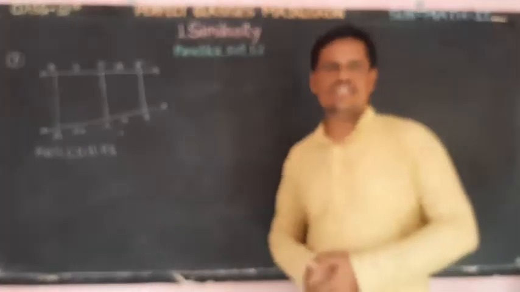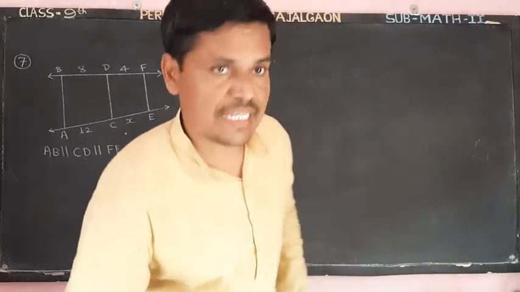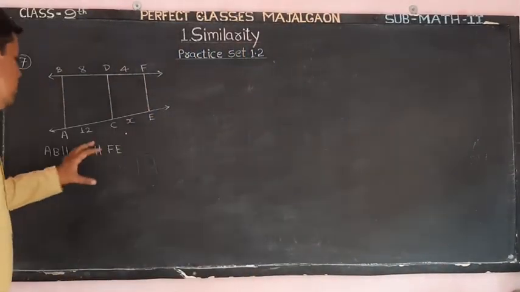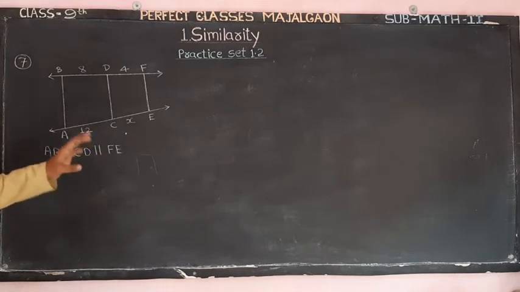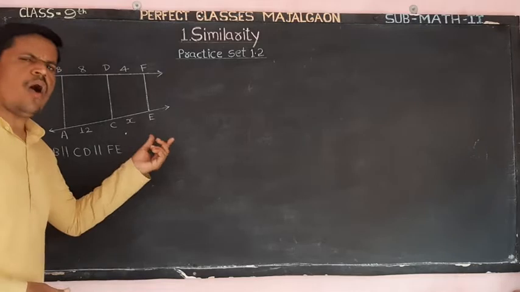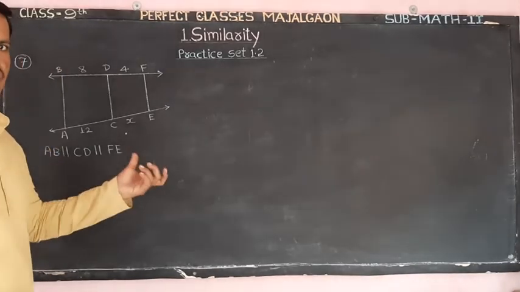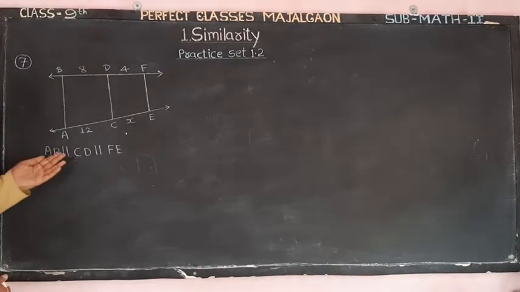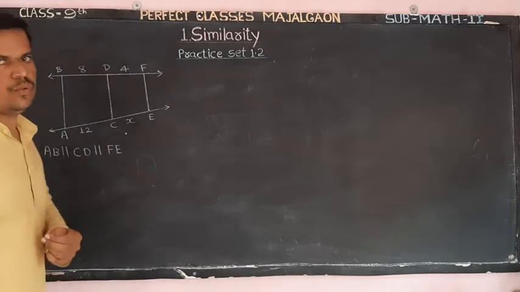Here we see question number 7. The question gives a figure and asks us to find the value of x and the value of AE. How to find the value of x and the value of AE? They are given AB is parallel to CD is parallel to EF.